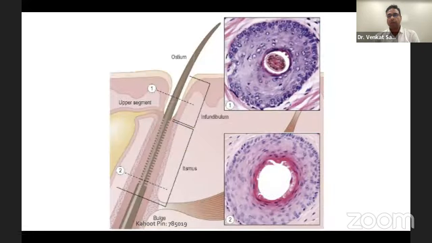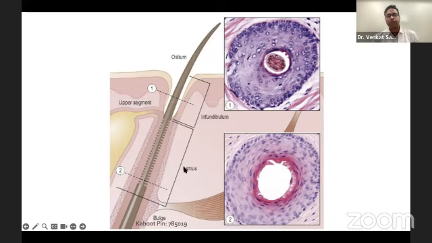Okay. Now, as you go up, this is the upper segment now. Near the isthmus, the inner root sheath starts desquamating. You can see here the inner root sheath starts desquamating, and you can see the desquamation of the inner root sheath here. And as you go up near the infundibulum, the inner root sheath is completely lost. You only have the outer root sheath and the hair shaft. Okay. So this is the basic anatomy.